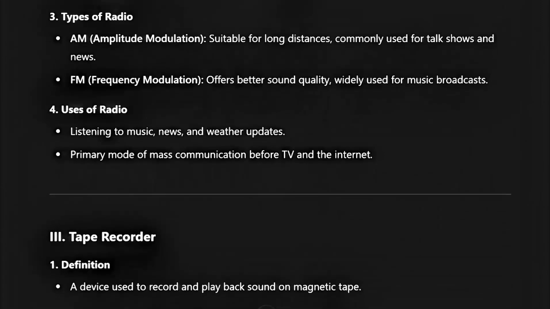3. Types of radio. AM, amplitude modulation, suitable for long distances, commonly used for talk shows and news. FM, frequency modulation, offers better sound quality, widely used for music broadcasts.